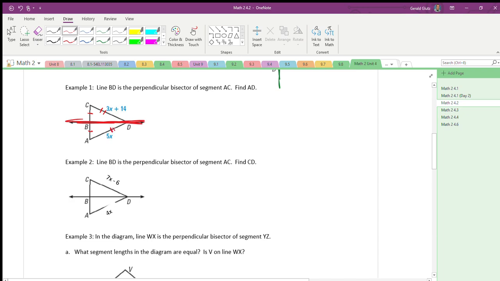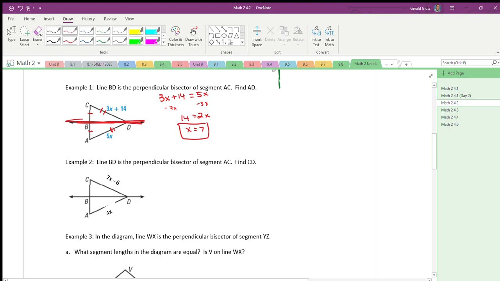So if those two sides are congruent, if I want to solve for x, 3x plus 14 has to be equal to 5x. So subtract 3x. 14 equals 2x, so x will equal 7 if I divide both sides by 2.